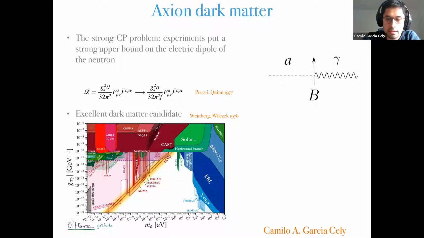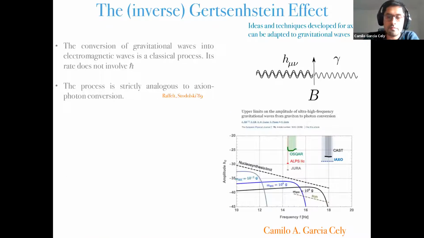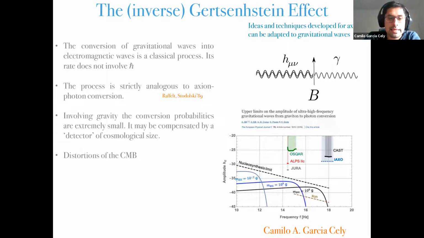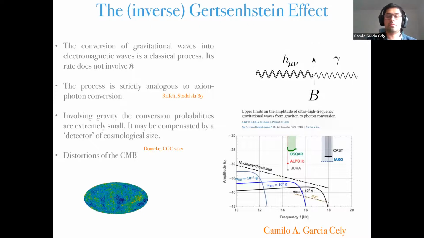We have seen this already in the workshop. For instance, the talk yesterday on detection of gravitational waves using these axion experiments is summarized here. The problem is that, involving gravity, the conversion probabilities in all these terrestrial experiments are extremely small. The idea of using astronomical or cosmological detectors is to compensate for this by using something that has a very large size. And what is the largest thing we can consider is the CMB, right? So the entire universe, and in particular, the distances of the CMB.